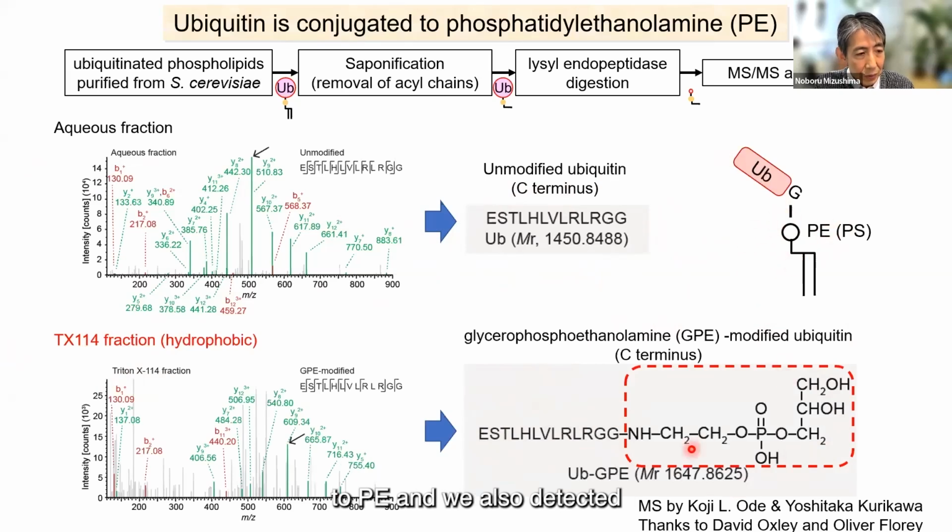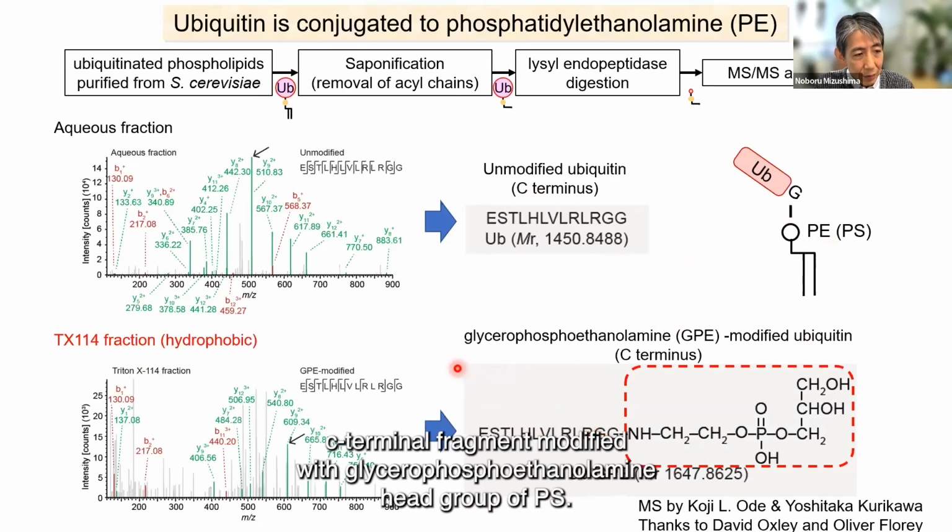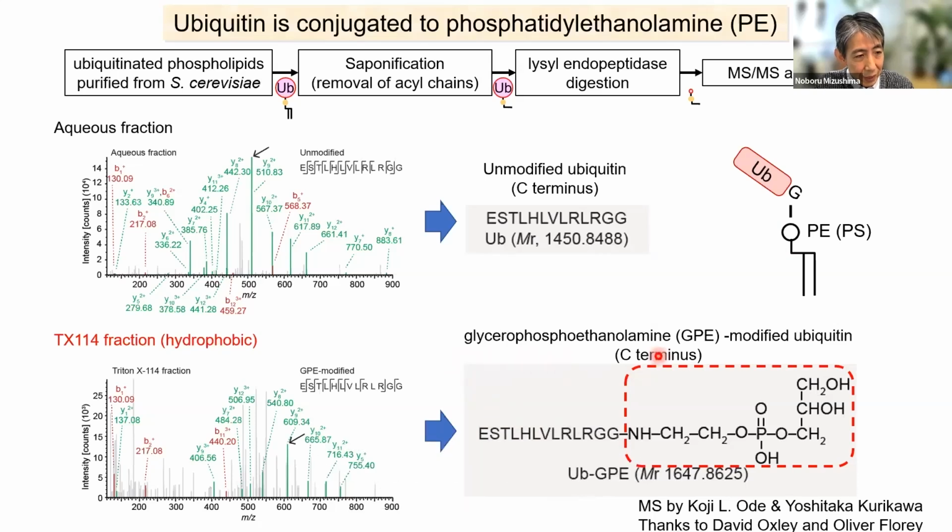And we also detected a C-terminal fragment modified with glycerophosphorylserine, the head group of PS. But the amount was very small, so it should be a very minor population.